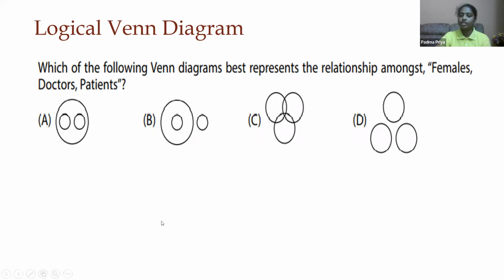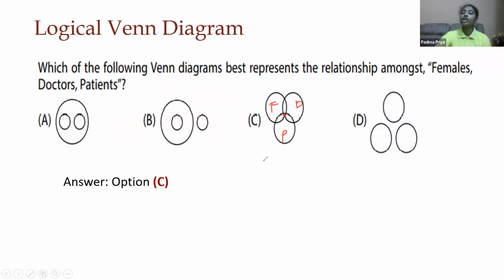Like in this case, you see the answer is C. Why? Because if you consider the first circle as the woman, the second circle as a doctor, the third circle as a patient, some women could be patients, some patients could be women. Why? Because all the women need not be patients. Some could be patients. The same way, some could be doctors, and some good doctors could be patients. And there will be scope where some females who are doctors are also patients.